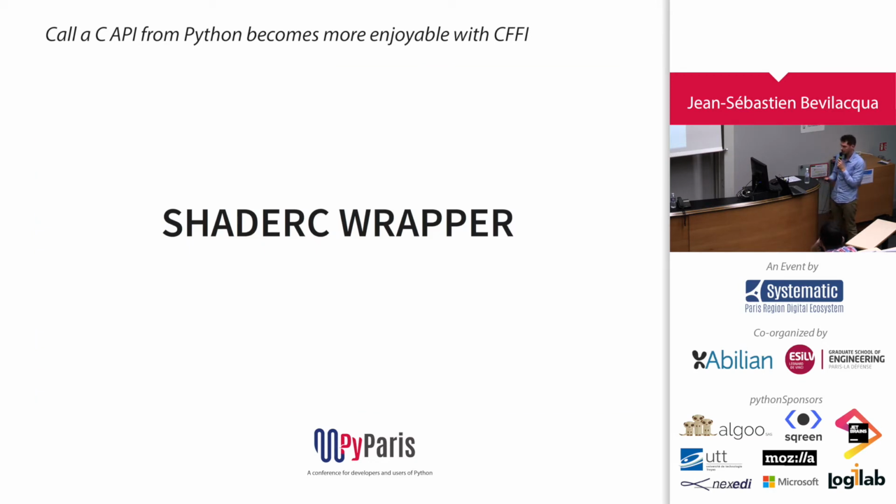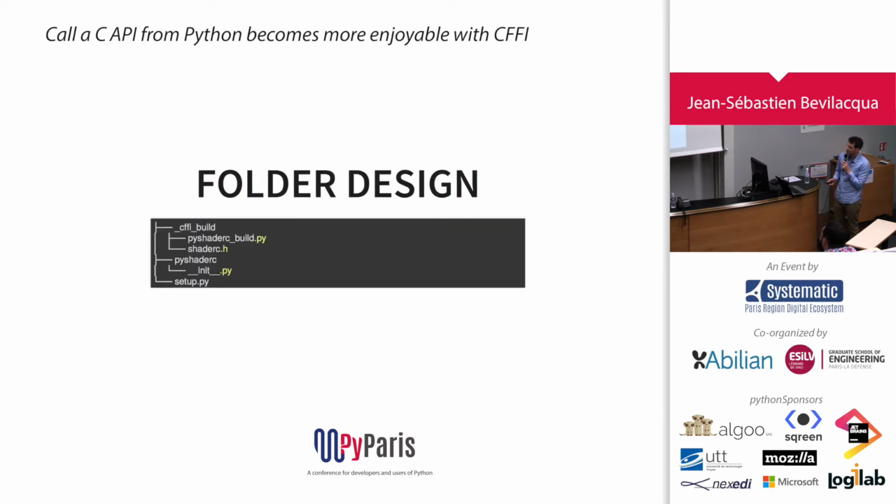ShaderC is free software made by Google guys and gives you the ability to compile GLSL to SPIR-V binary. GLSL and SPIR-V formats are used to create programs for your graphics card. So I usually create a folder dedicated to CFFI, named CFFI build here. And I recommend you do so to keep a clean separation of concerns.